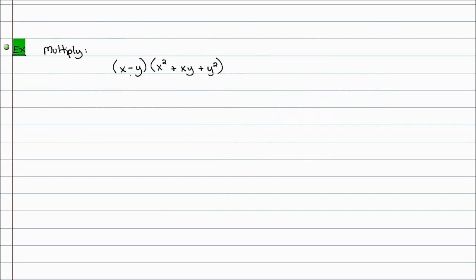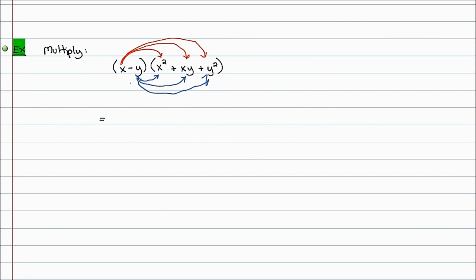Now in this example, I'm just asking to multiply this binomial times this trinomial. I'll do the same action that I did a moment ago, where I just went ahead and distributed this x to each of the terms in the trinomial, and I'll distribute the negative y to each of the terms in that trinomial as well. Let me just get that going over there. Okay, when I do that, I get the following.